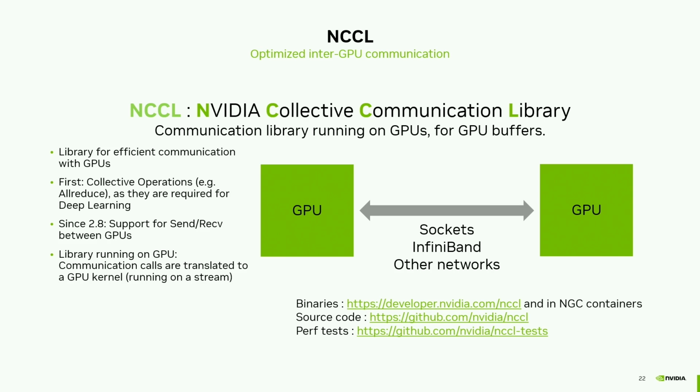Compared to MPI, this is a library running on GPUs with any GPU-accessible data. So the communication calls are translated to GPU kernels running on streams, as I have already said, which makes them blocking to the GPU stream you have submitted them to, but non-blocking with respect to the host, which enables you to avoid some CPU-GPU communication, and especially for collectives, allows you to leverage the compute throughput to really run collectives at the maximum speed.